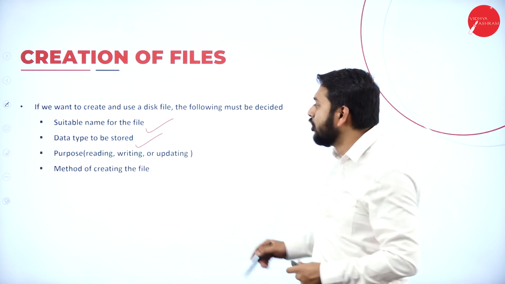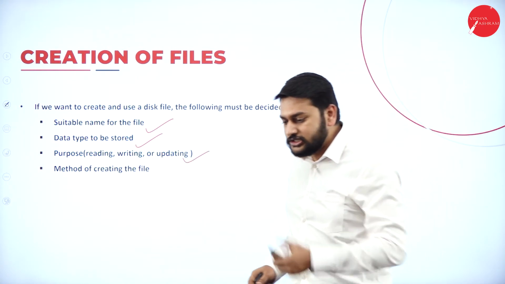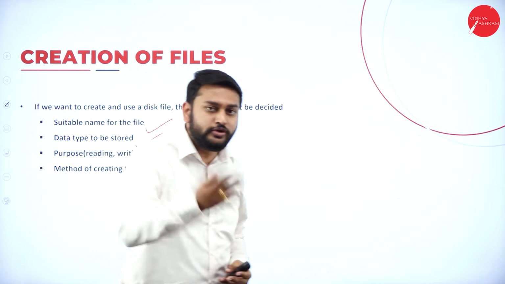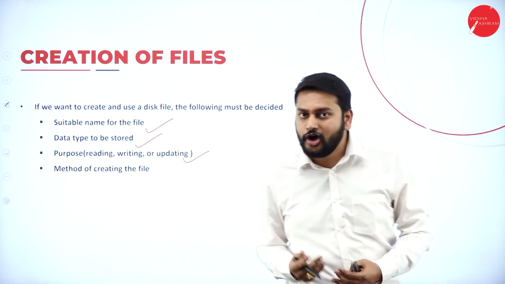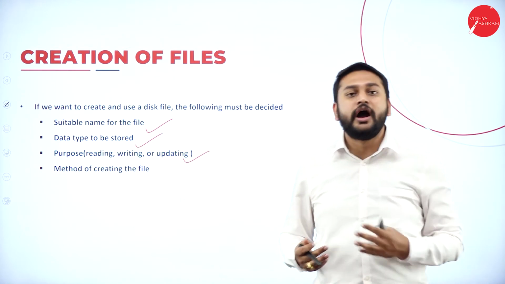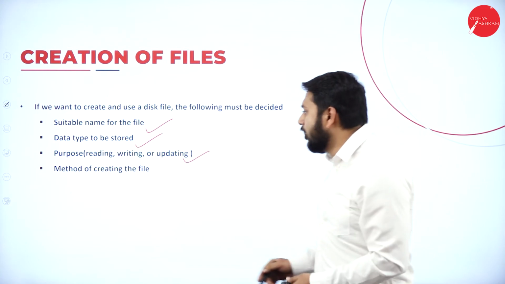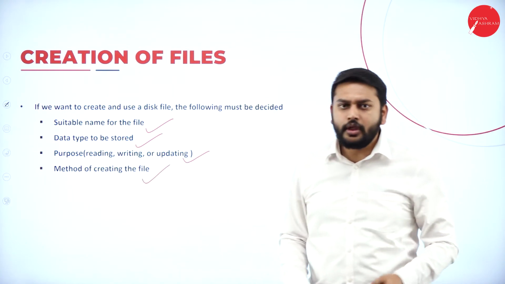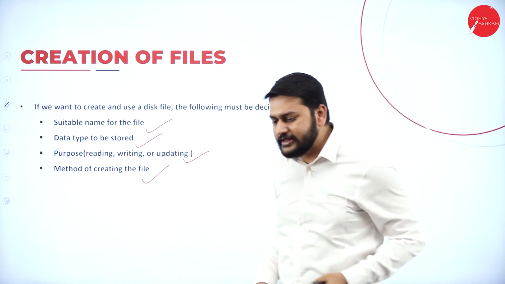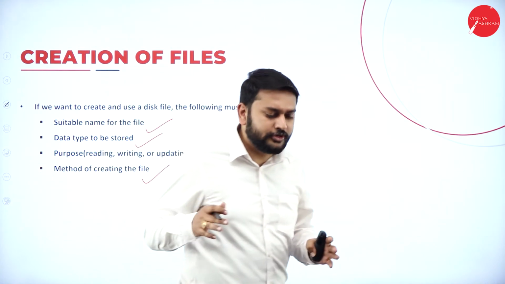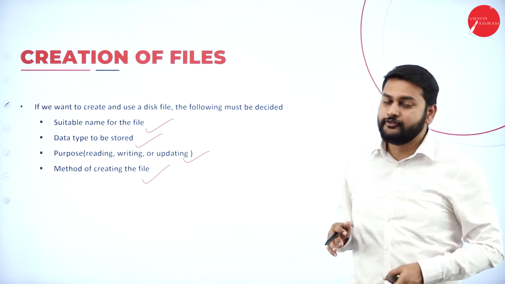and followed by, you have to mention the purpose. So purpose in the sense, why are you trying to open the file? Whether you want to read the data or write the data or you want to update. So that is what you have to mention in a mode. That's what we call it as a mode, right? Followed by, you have to use the method of creation of files. So this is the most important thing that you need to remember whenever you are creating a file, right?